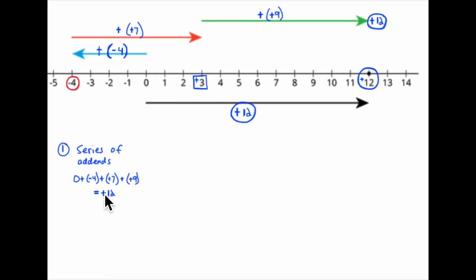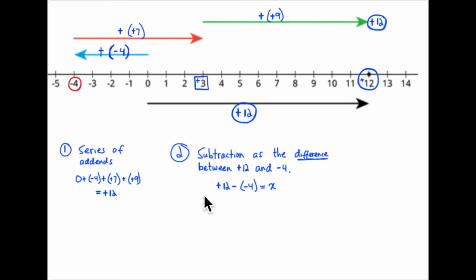So a series of addends, and I included 0 here, but the addends actually are -4, a +7, and a +9. You always start at 0, and to get to that first addend, it's 0 to -4, and you end up at +12. The second thing that I notice are some subtraction problems.